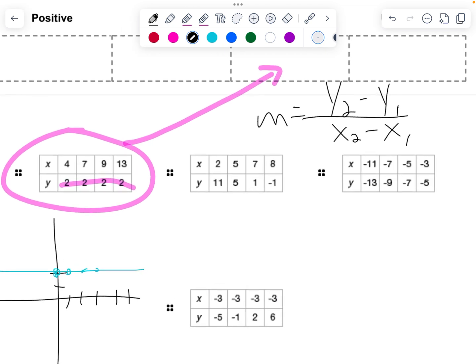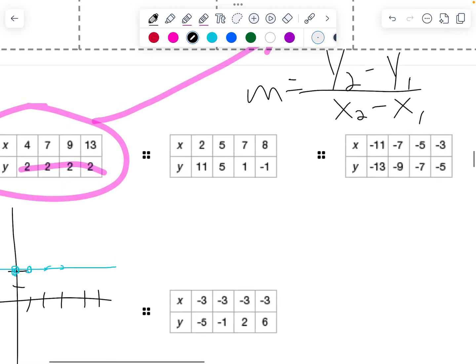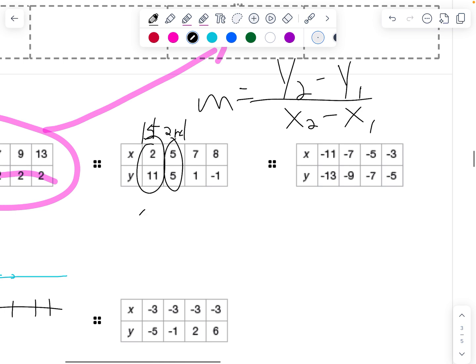So here's what I'm going to do. y2 will be 5. We'll say this is my first point. This is my second. So this is going to be my first x and y, first x and y, second x and y, okay? So that means this is going to be 5. If I plug this in, it's going to be 5 minus 11 on top because it's the y's, right? It's these two right here, okay? And then on the bottom, it'll be 5 minus 2, okay?